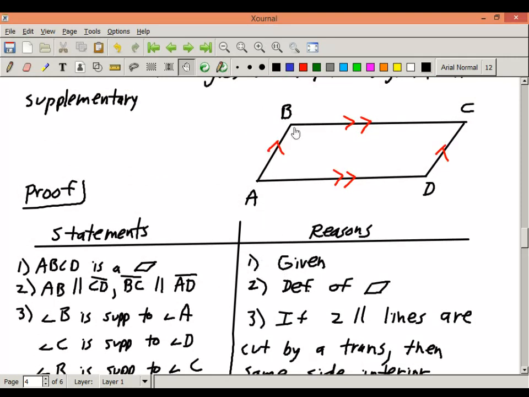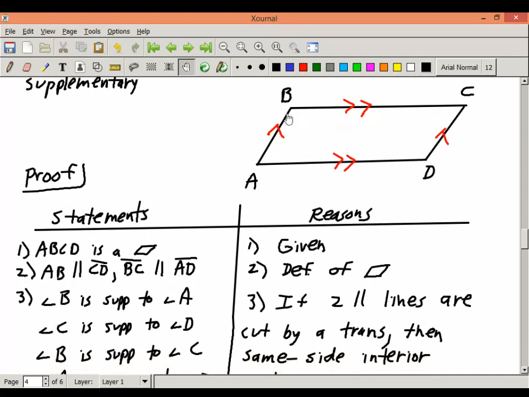So these 2 angles are supplementary using the top and bottom sides of the parallelogram as parallel, and then BA would be the transversal. So A and B would be same side interior angles. So they're supplementary. C and D, same thing over here. Top and bottom are parallel. This is your transversal. C and D would be same side interior angles, so they're supplementary.